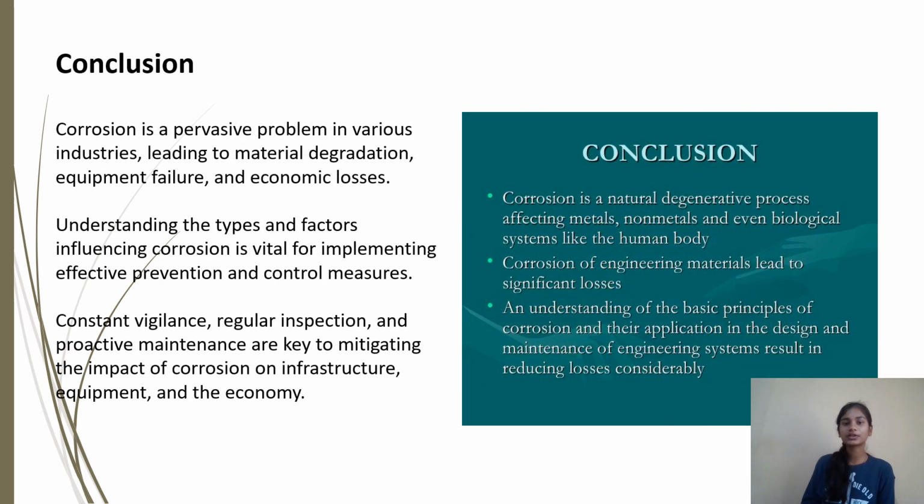Conclusion. Corrosion is a pervasive problem in various industries, leading to material degradation, equipment failure, and economic losses. Understanding the types and factors influencing corrosion is vital for implementing effective prevention and control measures. Constant vigilance, regular inspection, and protective maintenance are key to mitigating the impact of corrosion on infrastructure, equipment, and the economy. It is a natural degenerative process affecting metals, non-metals, and even biological systems like the human body.